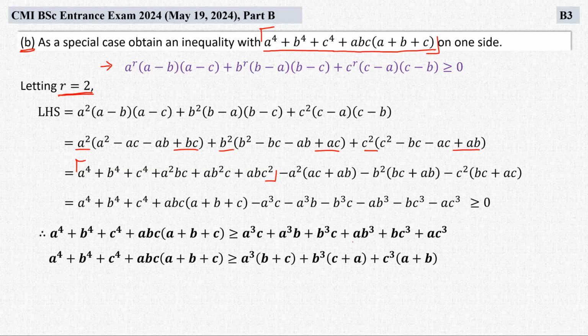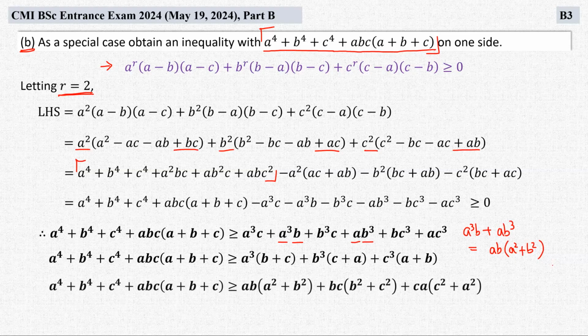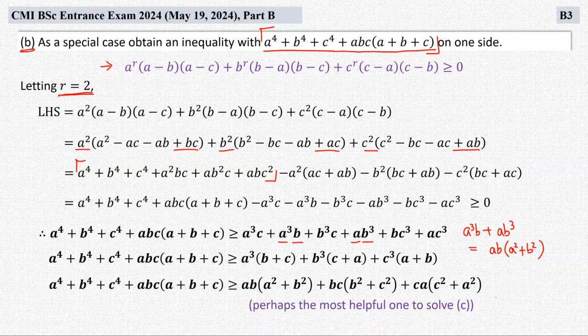Or if you focus on the fact that there are two terms that contain the same two letters, for example, a cubed b and ab cubed both contain only a and b, then you can group them by a common factor ab and obtain a squared plus b squared. This method gives the right-hand side ab times (a squared plus b squared) plus bc times (b squared plus c squared) plus ca times (c squared plus a squared). And this is perhaps the most helpful form to solve the next problem, considering the inequality we have to prove in that problem.